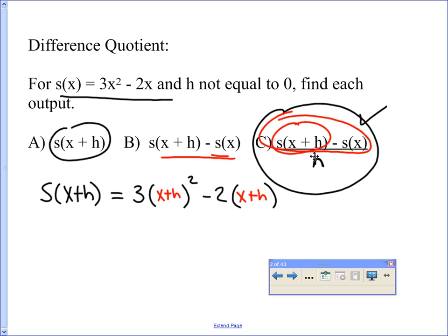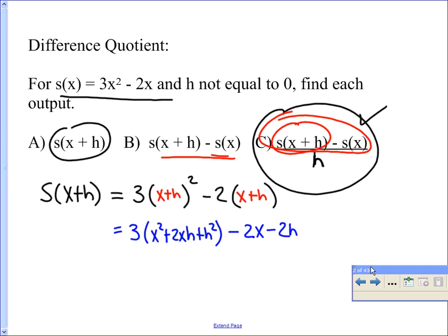Okay, and now that we have that, we're just going to simplify. When I simplify, I get 3 times x squared plus 2xh plus h squared minus 2x minus 2h. Now we distribute the 3, and we get 3x squared plus 6xh plus 3h squared minus 2x minus 2h.